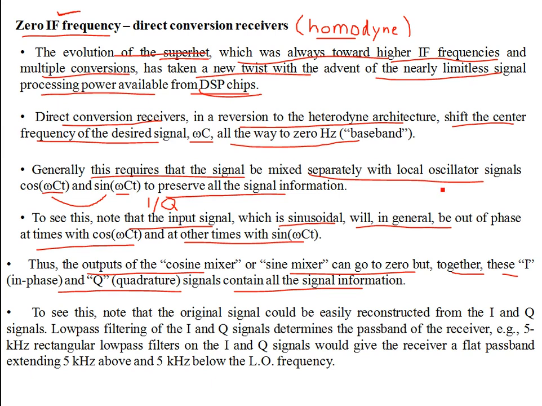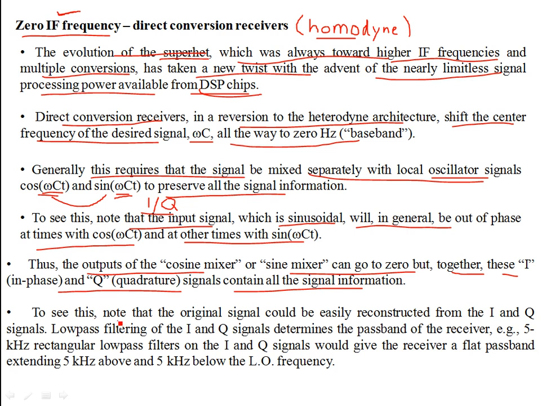So for example, here we are considering the local oscillator signals cosine omega C and sine omega C. Of course, they are 90 degree phase shifted, so they are going to produce two channels, I and Q. But you don't have the image problem in this setup. So this is yet another nice way to eliminate the image frequency.